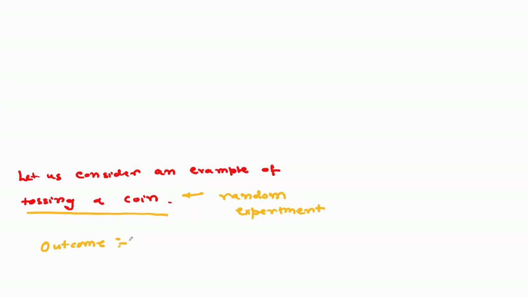An outcome of a random experiment is called, what is it called? Event. Exactly. It is called an event. So, the outcome of a random experiment is called an event. Correct. So, in our case, the event is either head or tail. That is, at least for this small example, my event.